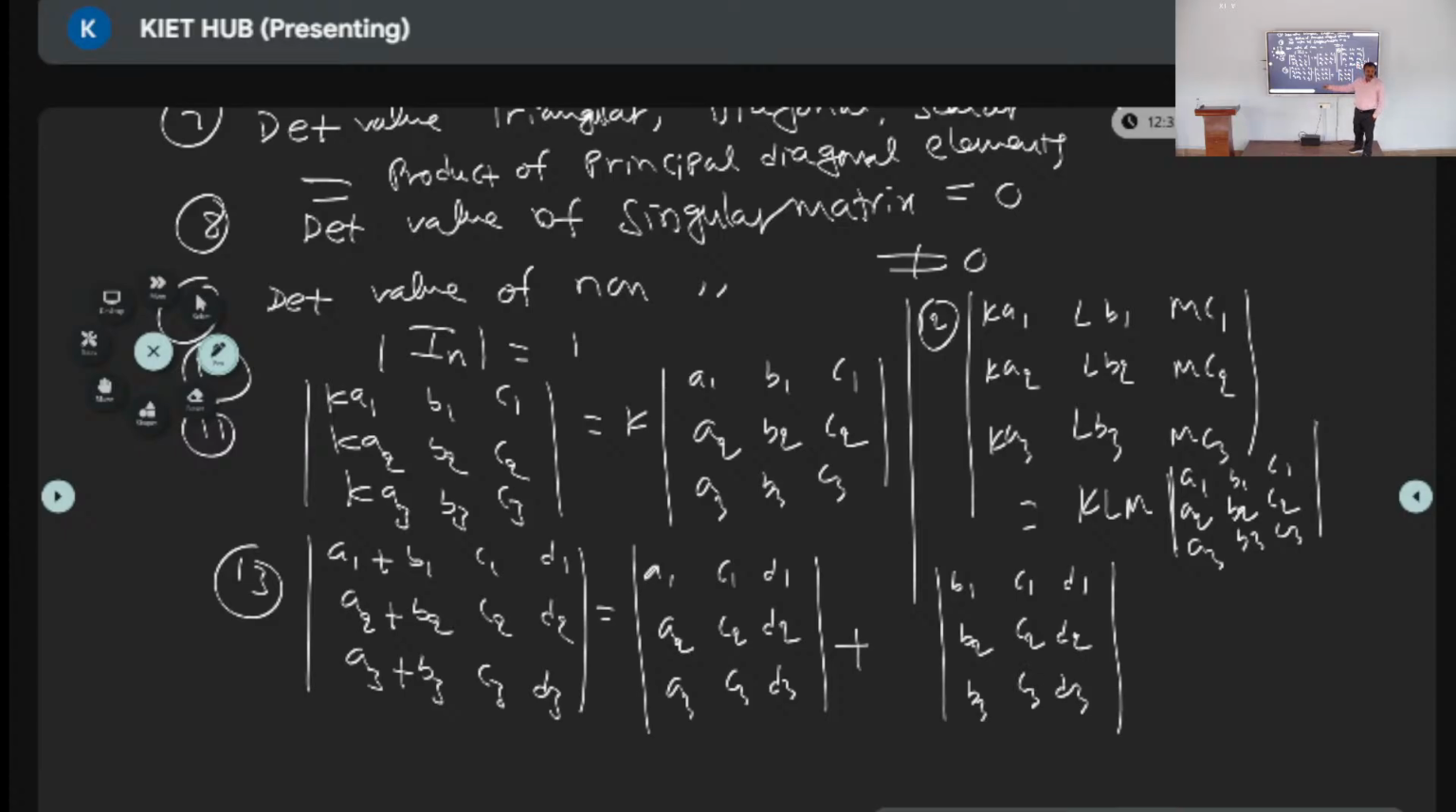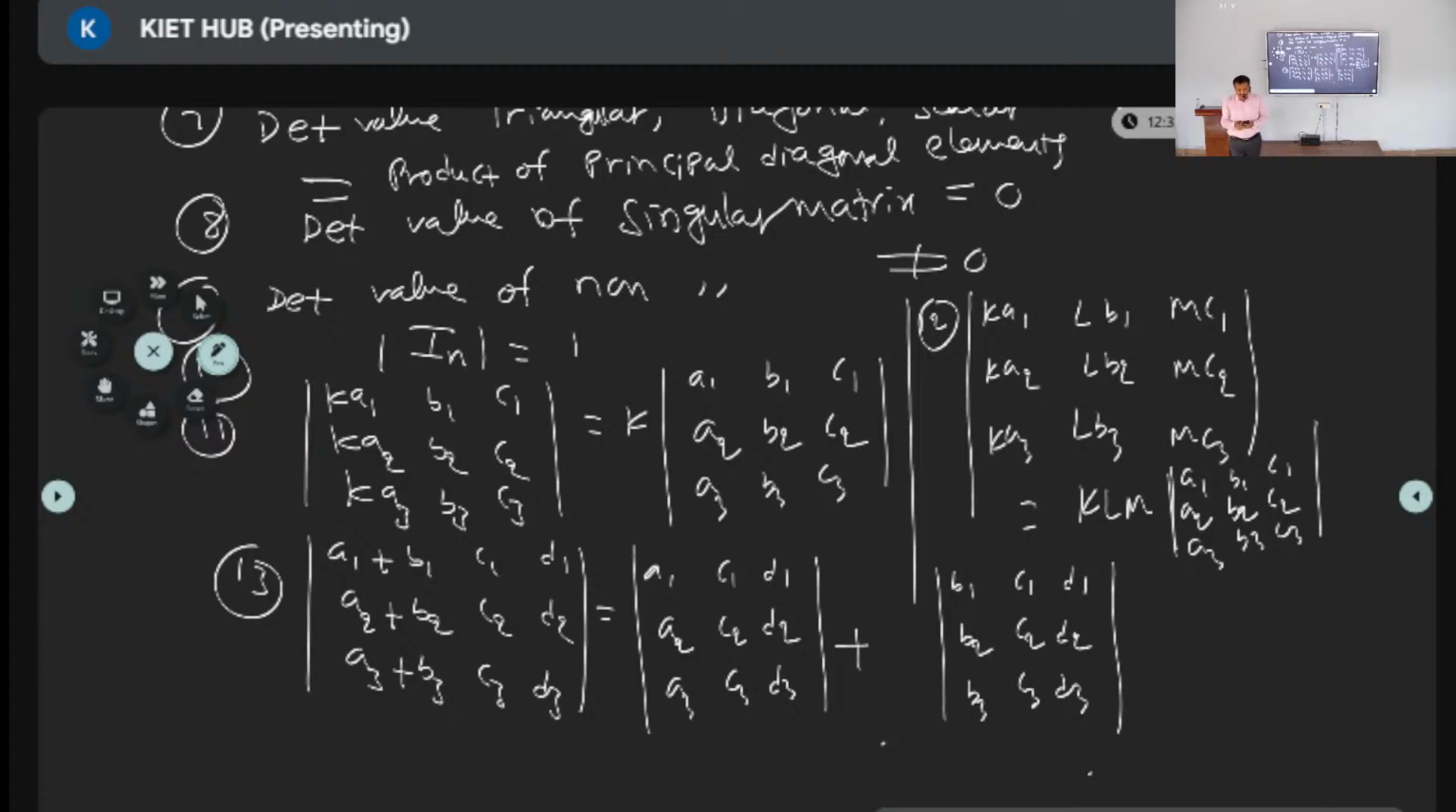Is this property clear to all of you? Any row or column that is the sum of two elements can be expressed as the sum of two determinants. Total how many properties are there? 13. All properties of determinants are very, very important.